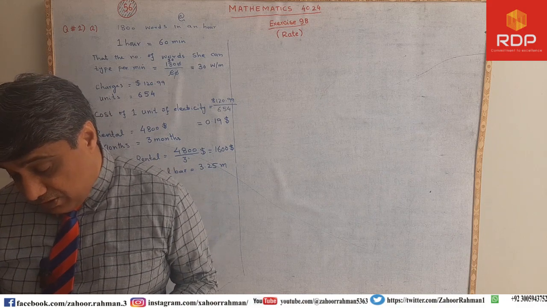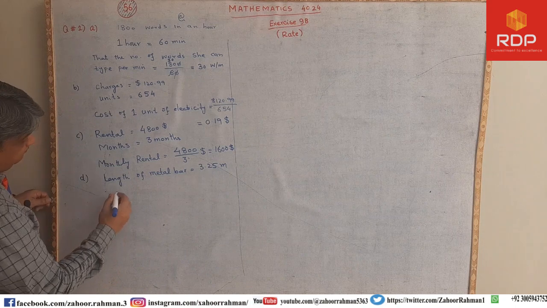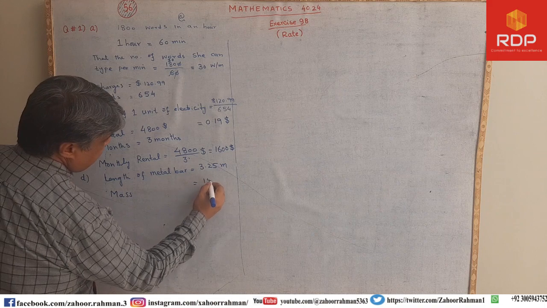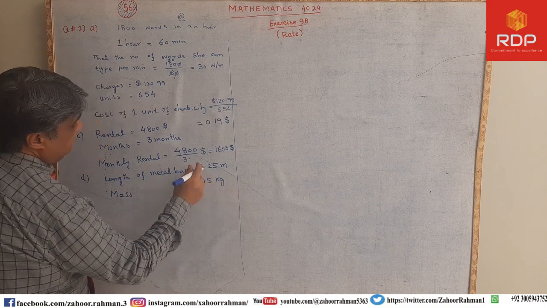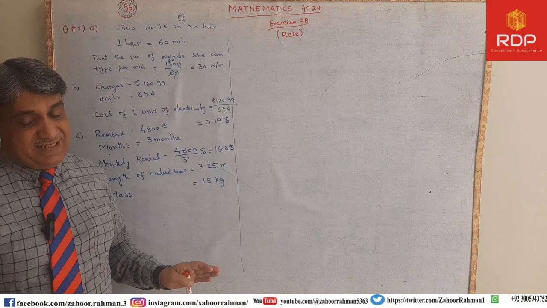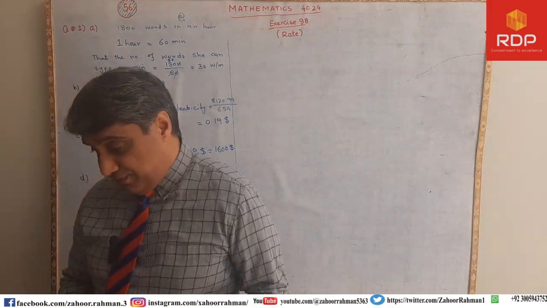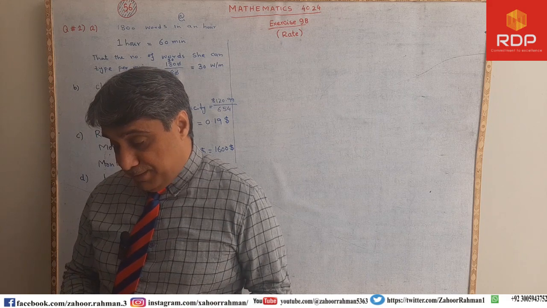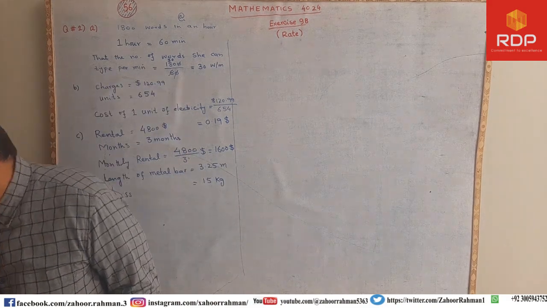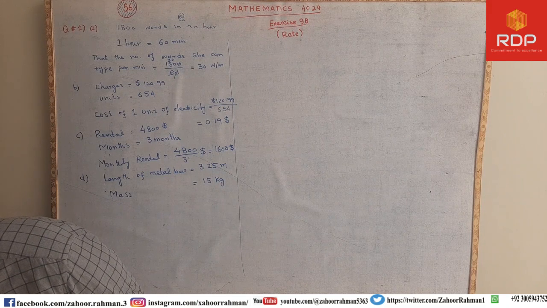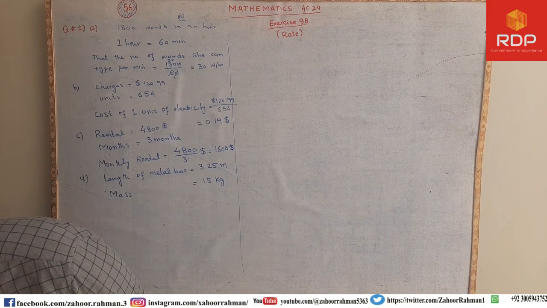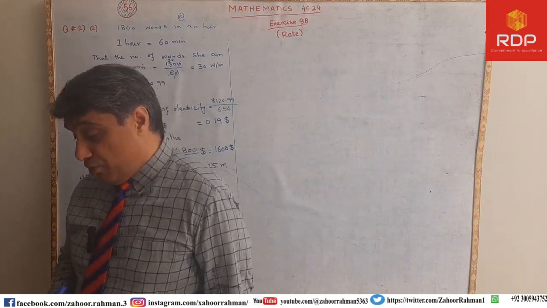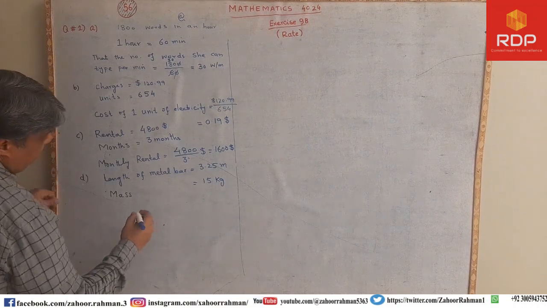15 kilograms is the mass. A 3.25 meter length yields a mass of 15 kilograms. Find its mass per meter. So we have to find its mass per meter, and we have to divide 15 by 3.25.